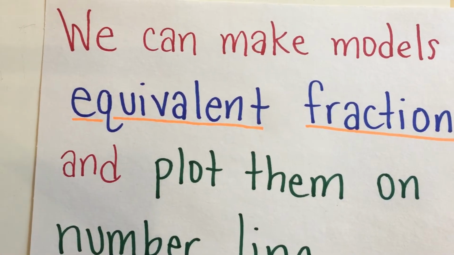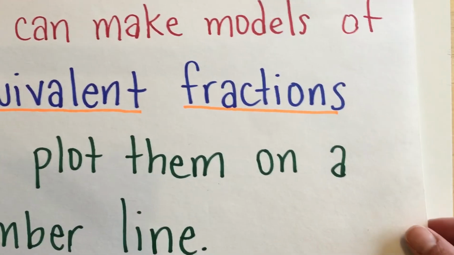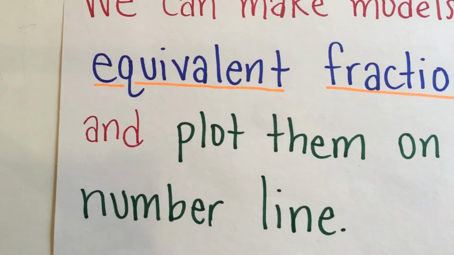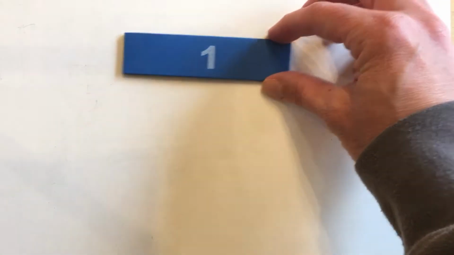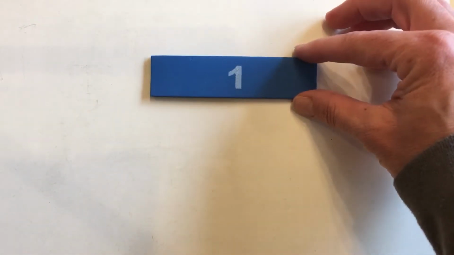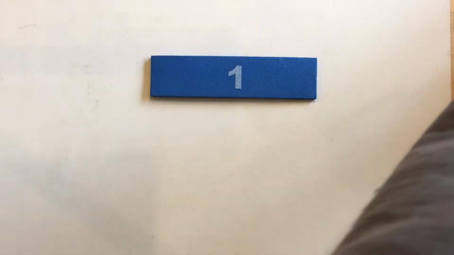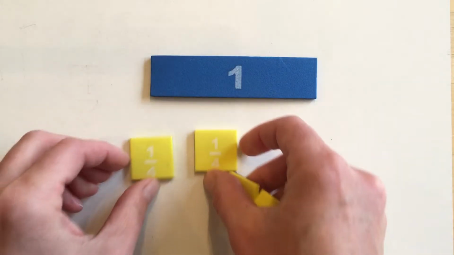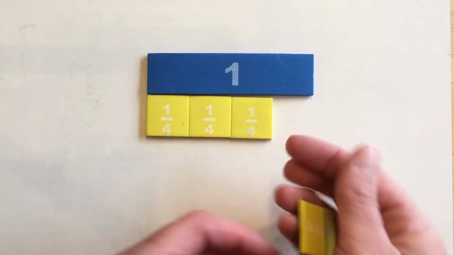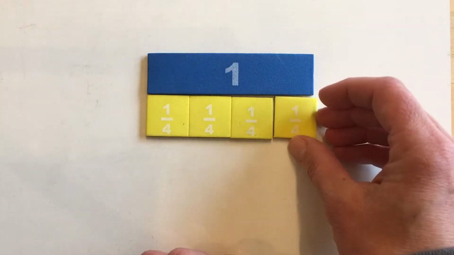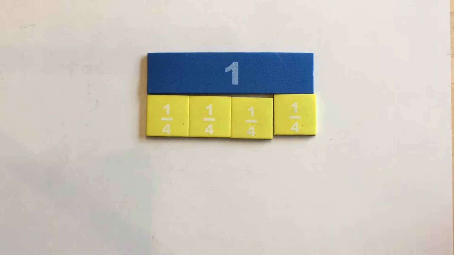Today we are going to be learning that we can make models of equivalent fractions and plot them on a number line. So I'm going to start with a whole, and I'm going to break the whole up into 4 equal pieces, which you know are called fourths. Each piece is 1/4. That's our unit fraction. And you know that 4 fourths is equal to 1 whole.